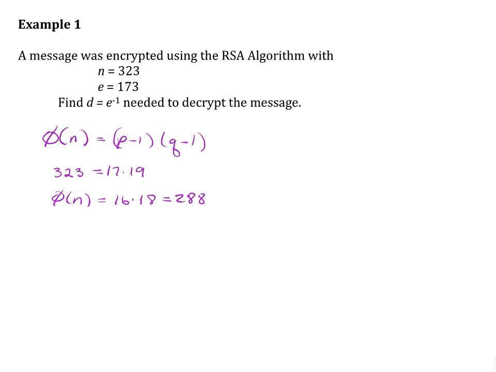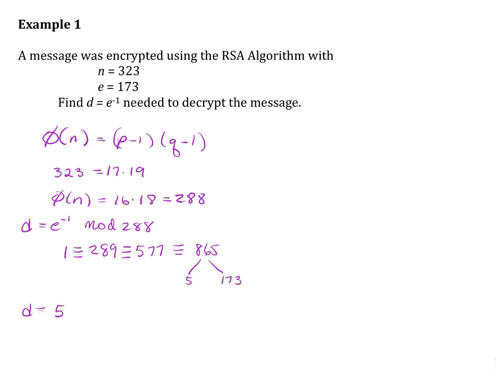Okay, so to calculate D, D is the inverse of E mod 288. So we've done this before. 1 is congruent to 289. We see if 173 divides into that. It doesn't. We get 577 and 865, and 865 turns out to be 5 times 173, so D is 5.